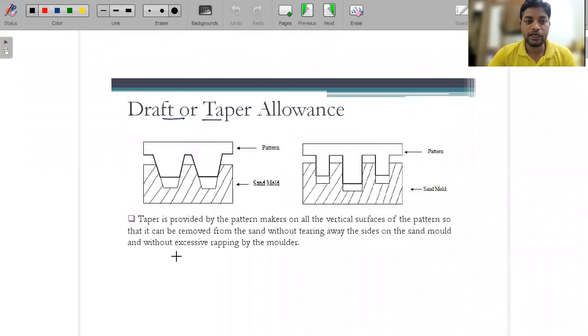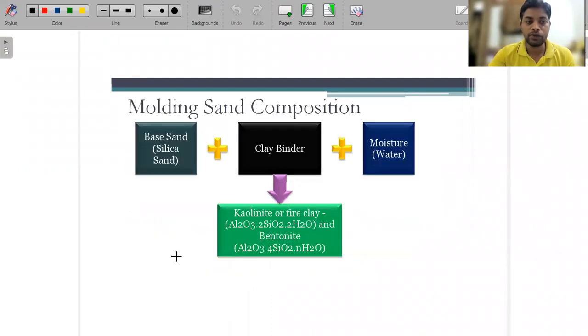After that, in that last video, I discussed what type of molding sand we have to take, as well as what properties and what composition are required. So in the last video we discussed the molding sand composition. There are three basic things which are required for the molding sand.